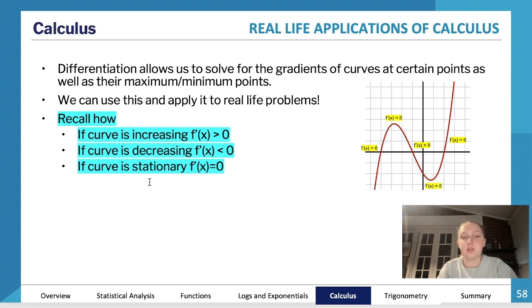And then at the points where our curve is stationary, f dash x is equal to 0. So we can see that at our maximum here, and then our minimum as well. So you want to be remembering these things in blue. They are super duper important. So make sure you've got them written down somewhere, or that you've got them memorized or something.